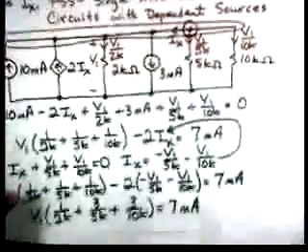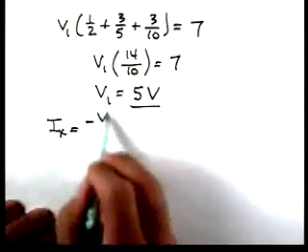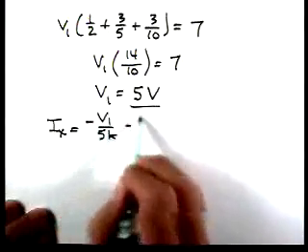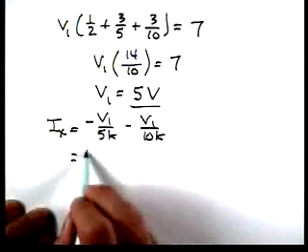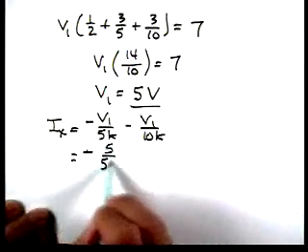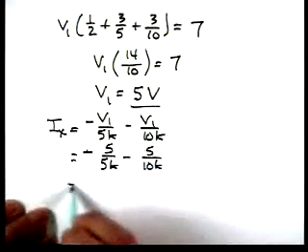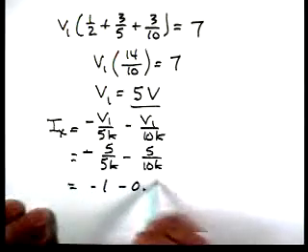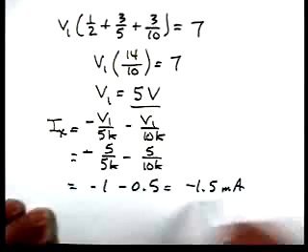Now if we look back at our equation for Ix, we had Ix is minus V1 over 5K minus V1 over 10K. So here we have minus 5 over 5K minus 5 over 10K. So that's minus 1 minus 0.5, which is minus 1.5 milliamps.